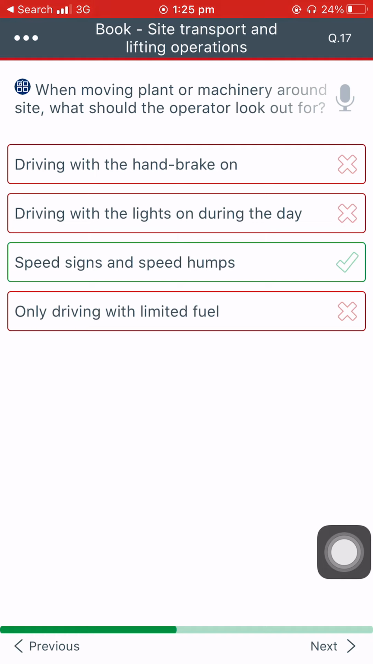When moving plant or machinery around site, what should the operator look out for? Driving with the handbrake on. Driving with the lights on during the day. Speed signs and speed humps. Only driving with limited fuel.